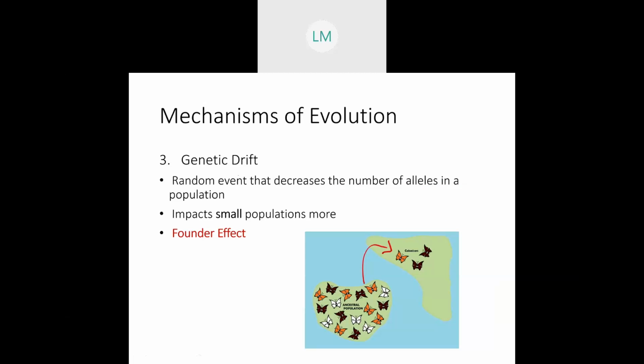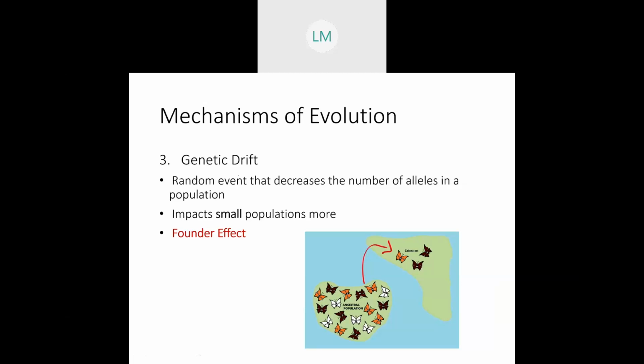The third type of mechanism we have is called genetic drift. People always get genetic drift and gene flow confused, so make sure that you are able to differentiate these two. Gene flow is what we just talked about. That's migration. Genetic drift is something different. This is a random event that causes the alleles in a population to decrease.